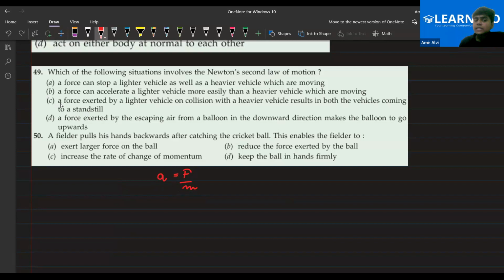C part is basically saying that a force exerted by the lighter vehicle on collision. So whenever the word collision comes, it means conservation of momentum. But it is asking about Newton's second law, so it is not conservation of momentum.